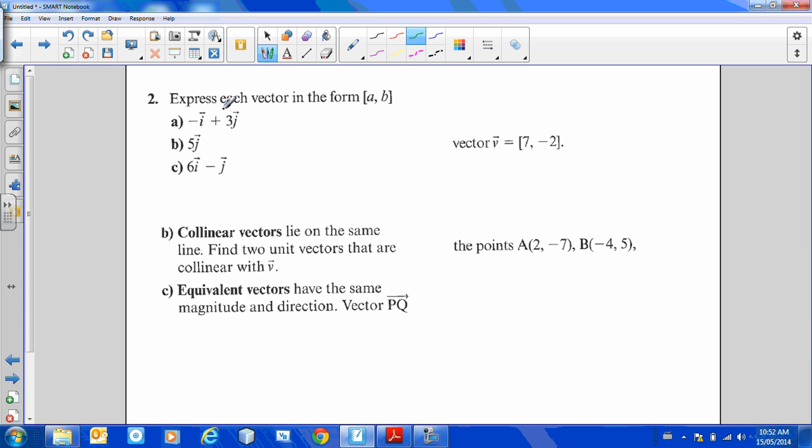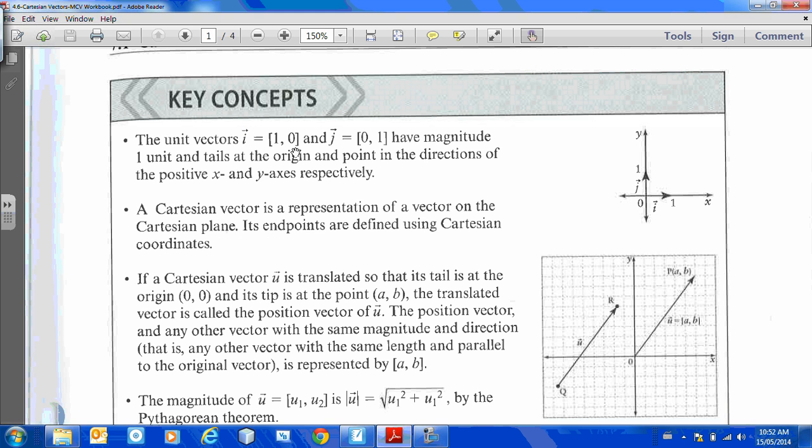Okay, so first thing, you'll sometimes see things like this. Now, the handout that you've got talks about the unit vectors, i being 1, 0, so it's a vector that is exclusively in the horizontal direction. j is a vector in the vertical direction. In both cases, they are unit vectors, so they have a size of 1.